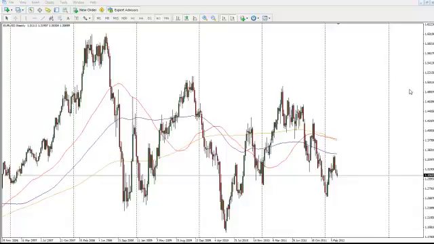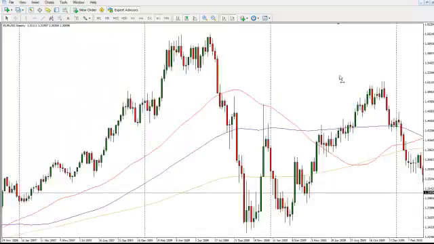For any of you new watching, we have 3 moving averages on each chart. Red one is the 55, purple is 100, and gold 200. So on a weekly chart, this is 55 week moving average, 100 week moving average, and 200 week moving average.